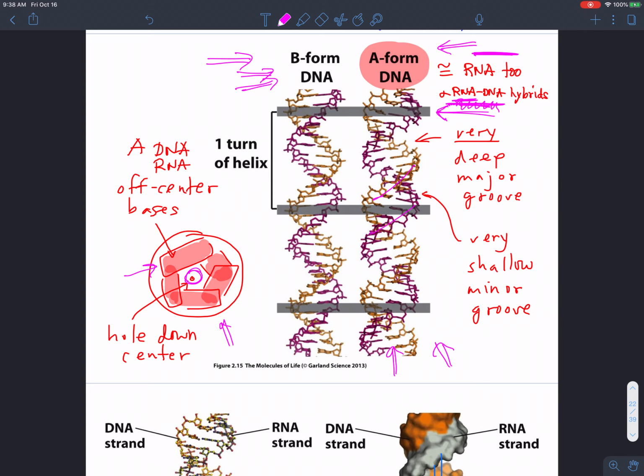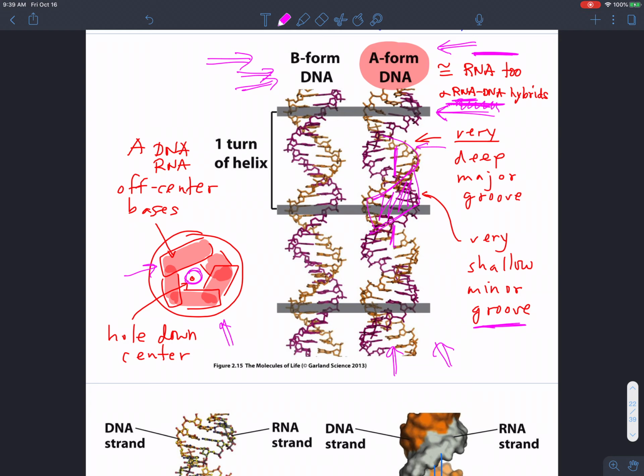If I look at this, this is the minor groove here for A form. It's almost as if it were a sheet or a ribbon that's wrapped around an invisible pole down the center. You can see the sheet wrapping around the pole as you go around. So there's this big hollow down the center. There's this very shallow minor groove, which means the bases are a little bit more exposed in the minor groove in A form than they are in B form.